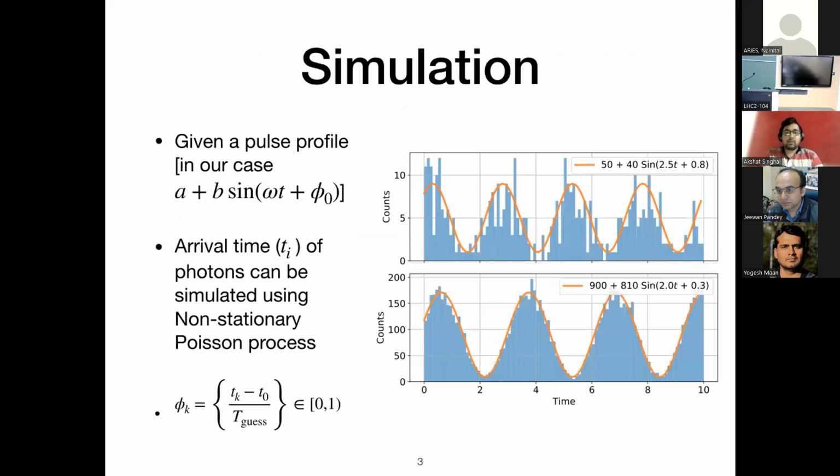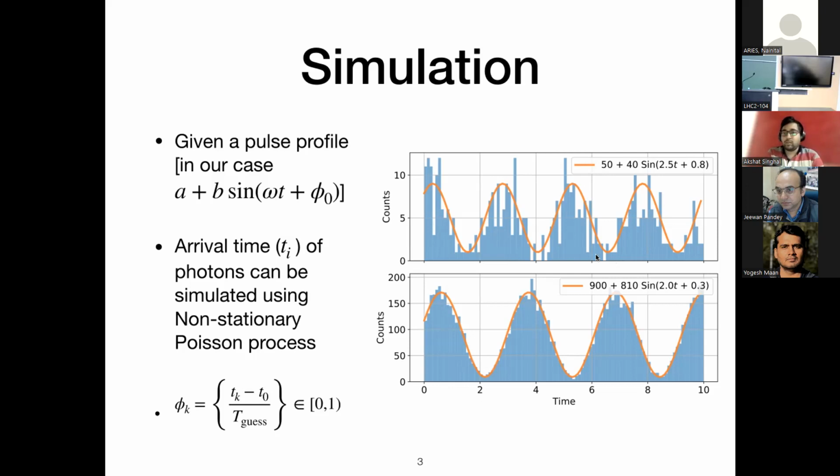So let's start from the basics, a very simplified pulsar signal, one harmonic sinusoidal, A plus B sin omega t. So it's a non-stationary Poisson signal. There are ways to simulate how the data should look. We use a pipeline in Python. On the right-hand side, you will see that if the signal shape is 50 plus 40 sin omega t, then this is how the binned data looks.